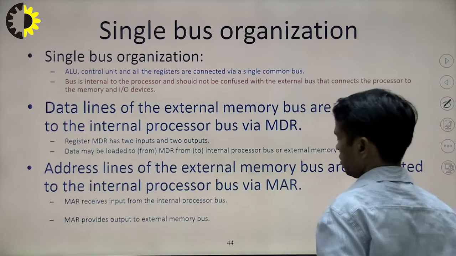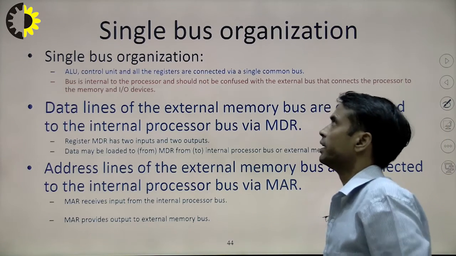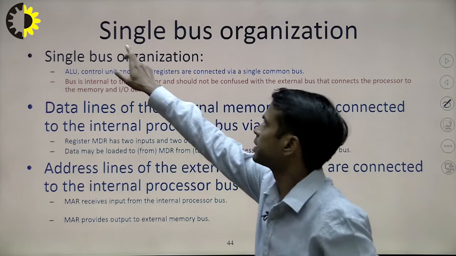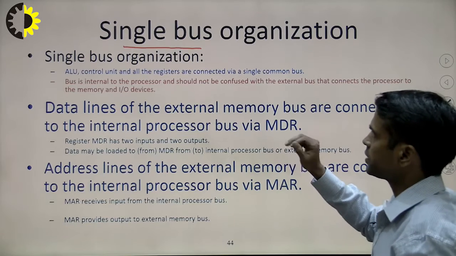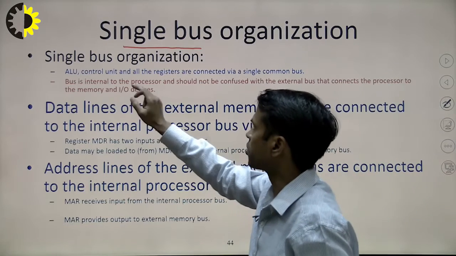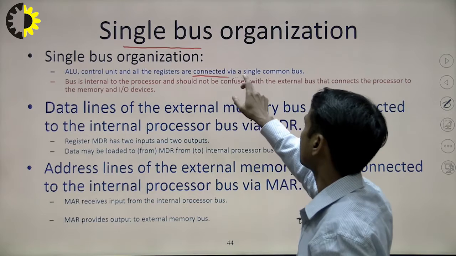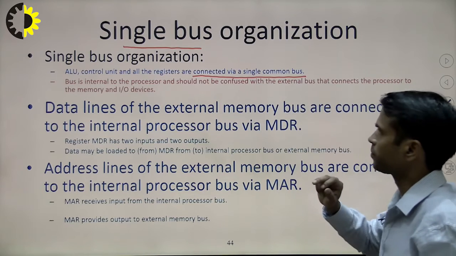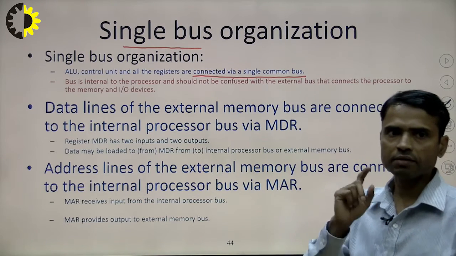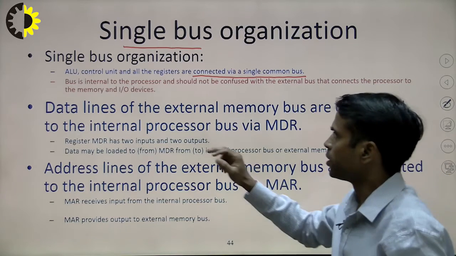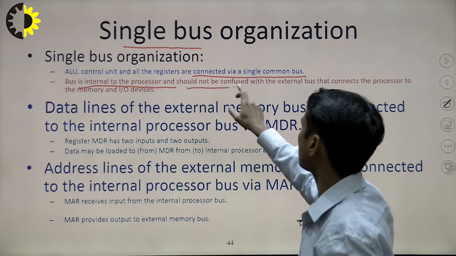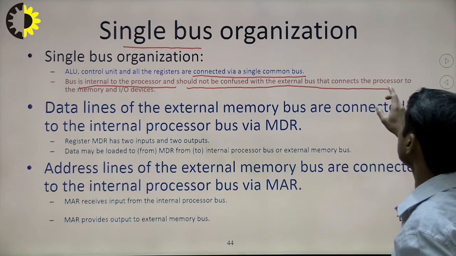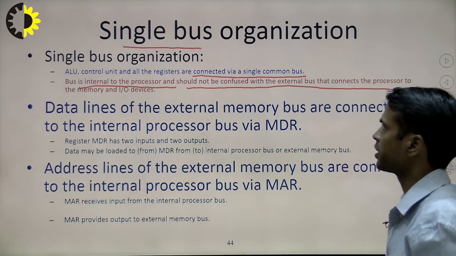This bus can be a single bus, as we discussed in the previous slide. In single bus organization, the ALU, control unit and all other registers are connected via a single common bus. So, one bus will be connected to every unit. This bus is internal to the processor and should not be confused with the external bus that connects the processor with memory and IO devices.